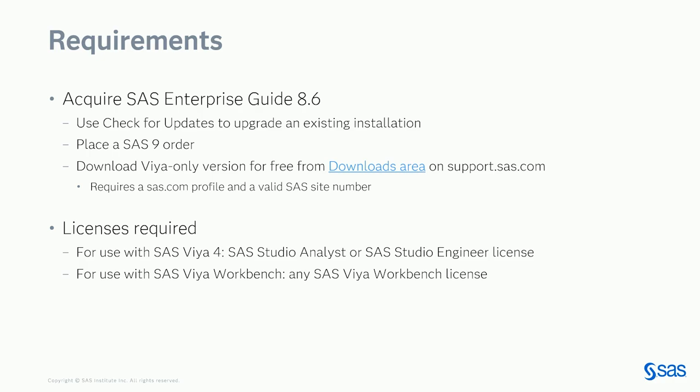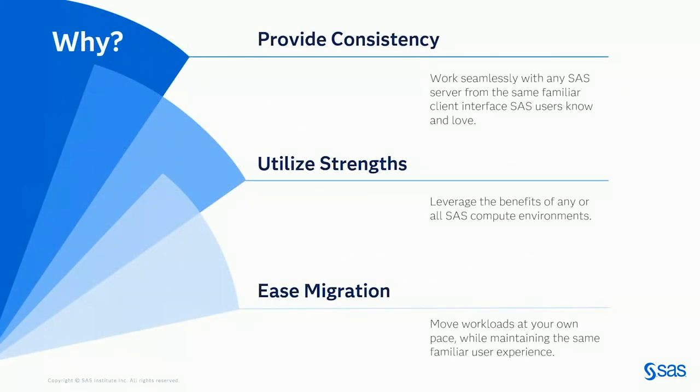However, the version you download for free, if you use that with VIA 4, you do have to have a Studio Analyst or Studio Engineer license. When EG attempts to connect to VIA 4, it checks for the existence of one of those licenses. And if it isn't present, it disallows the connection to VIA 4. With VIA Workbench, any license to VIA Workbench will work with that version of Enterprise Guide.